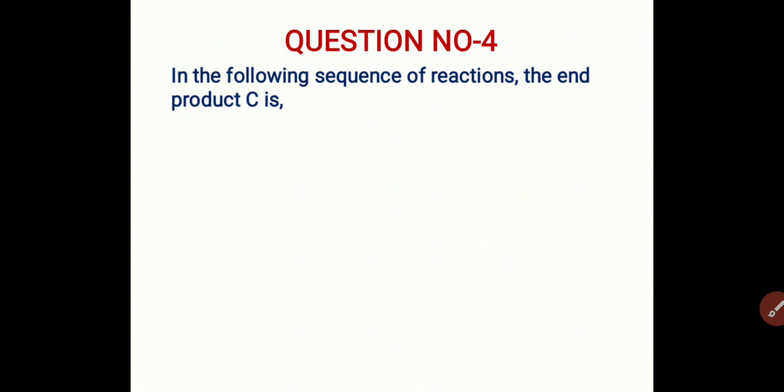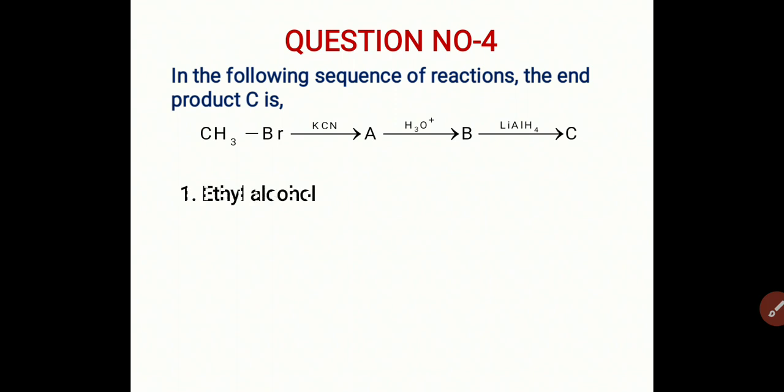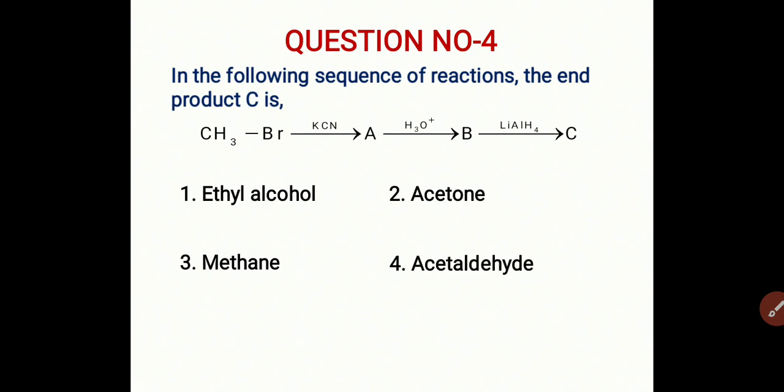Then question number 4. In the following sequence of reactions, the end product C is. In such questions, remember, generally they will combine 2 to 3 reactions in one particular question. See here, CH3Br reacts with KCN to form A, on hydrolysis gives B, and with lithium aluminum hydride gives C. So here what you have to remember is: when an alkyl halide reacts with KCN, what is the product formed? Then hydrolysis, what is the product? Then lithium aluminum hydride, that is a very good reducing agent. So what is the product of reduction? The given options are ethyl alcohol, acetone, methane and acetaldehyde.